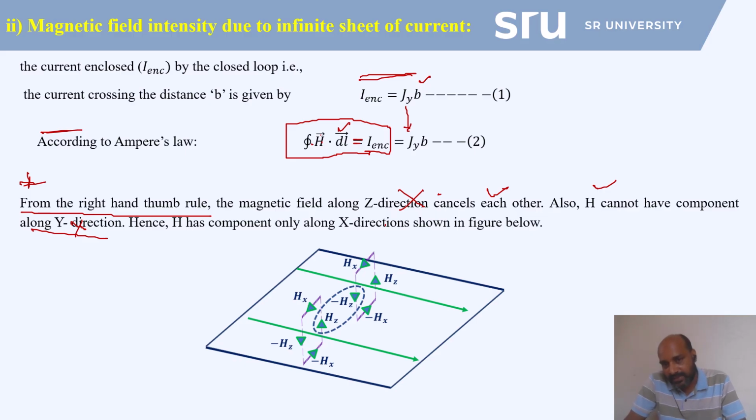What does it mean by that? We'll try to explain this particular statement with this diagram. As per our consideration, this is the direction of j, along the y-axis. We define this particular direction as the y-axis, and of course this is the x-axis, and this is z.